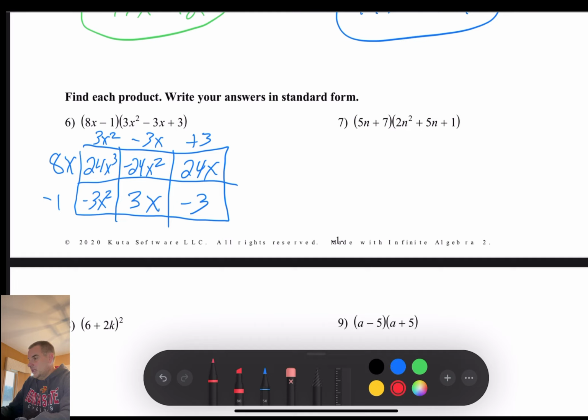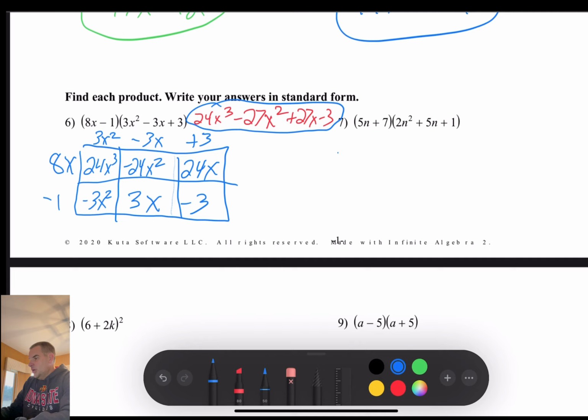And we're going to combine like terms. So you get 24x cubed. Put those two together. Negative 27x squared. Put those two together. 27x minus 3. There's your solution. Oops, took out a little bit more than I wanted to, and hit the wrong one. Okay, so there's that one.